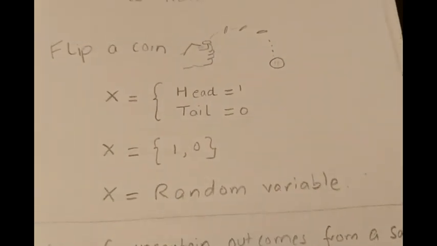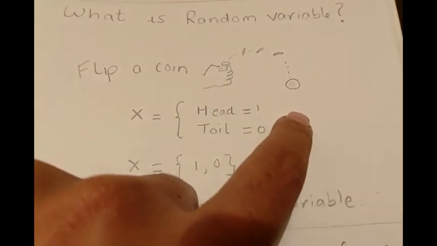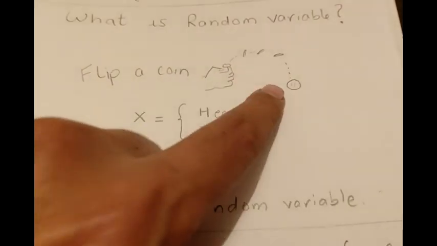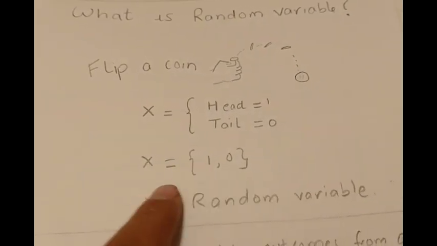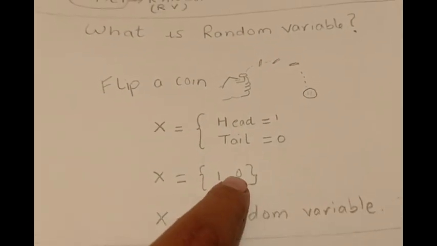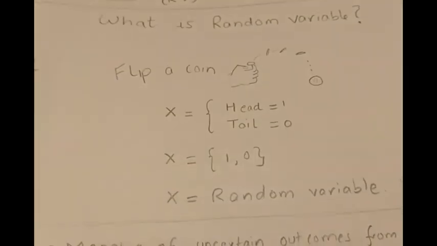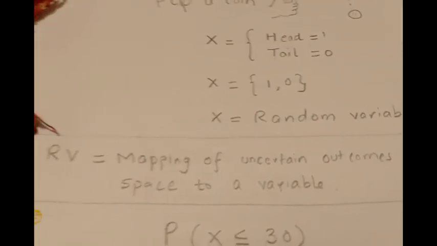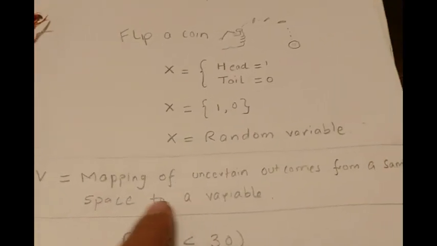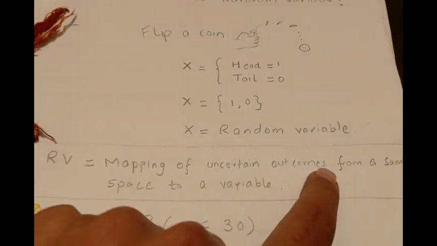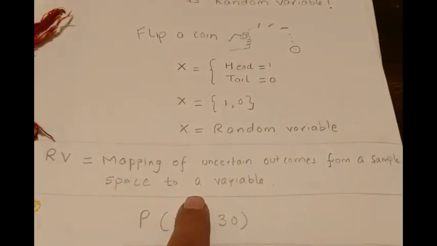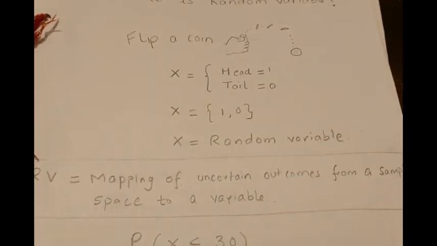It is called random because we don't know the outcome of this experiment. We have uncertainty. It can be head or tail. It can be 1 or 0. So this variable can take two values which are random due to this experiment of tossing a coin. A random variable is nothing but a mapping of uncertain outcomes from a sample space to a variable.